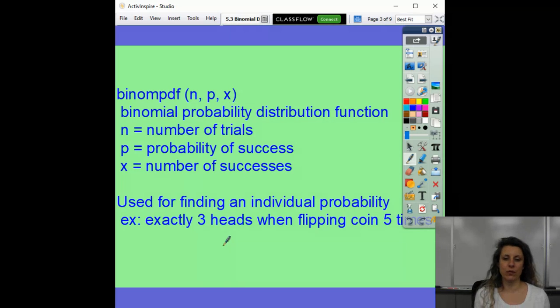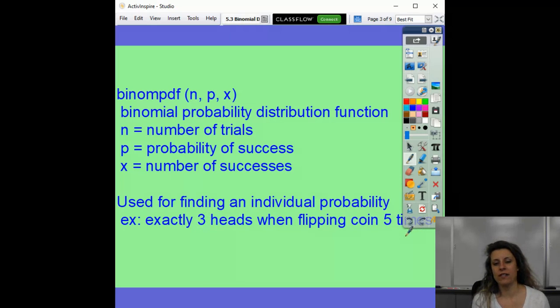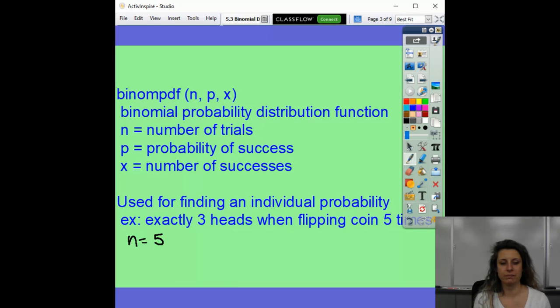Okay, so here's an example of when we would use it. We want to find the probability of getting exactly 3 heads when flipping a coin 5 times. That tells me that n, the number of flips, is 5. The probability of success, which I'm calling heads, is 1/2. And the number of successes that we want is 3. We want 3 heads. So since x is just a single data value, we would use the Binome Pdf function.